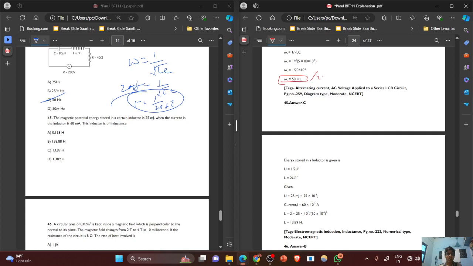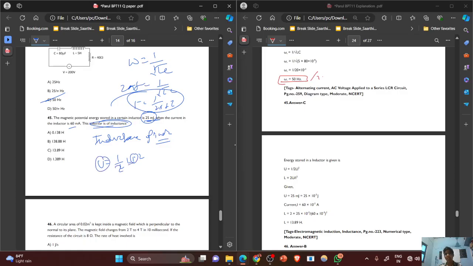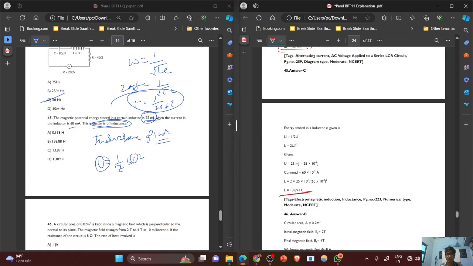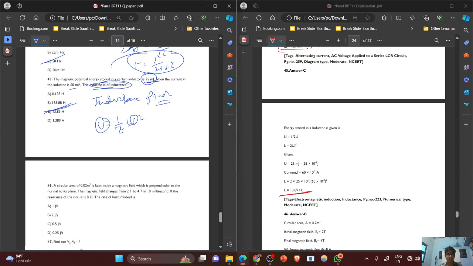The magnetic potential energy stored in a certain inductor is 25 millijoule when the current in the inductor is given. It is just asking about the inductance of the inductor. Energy is given, you know U is half L i square. I is given, U is given, L you just need to calculate. That will come out to be 3.89 henry. This is your correct option.